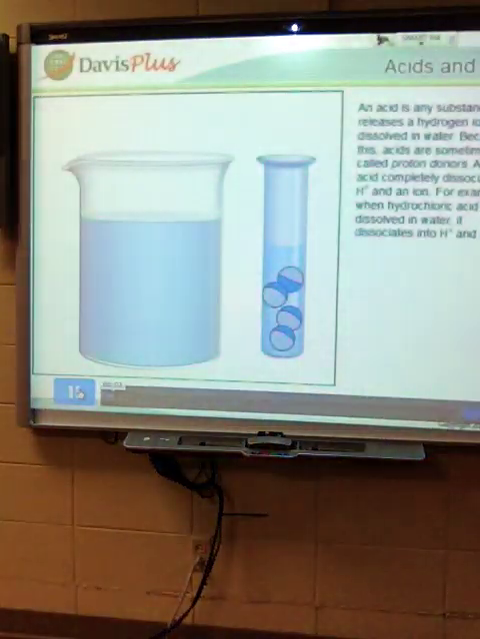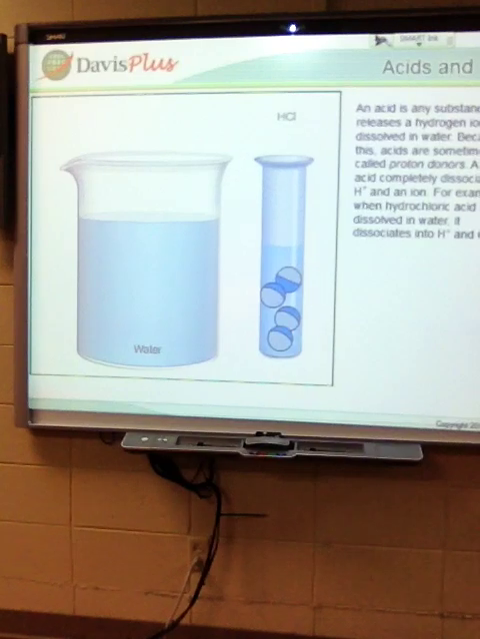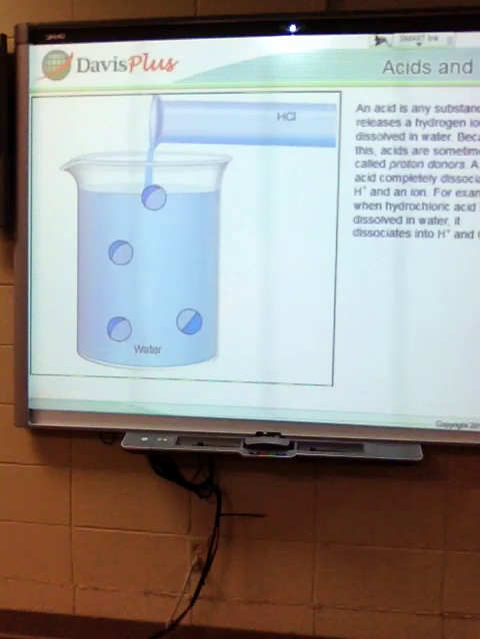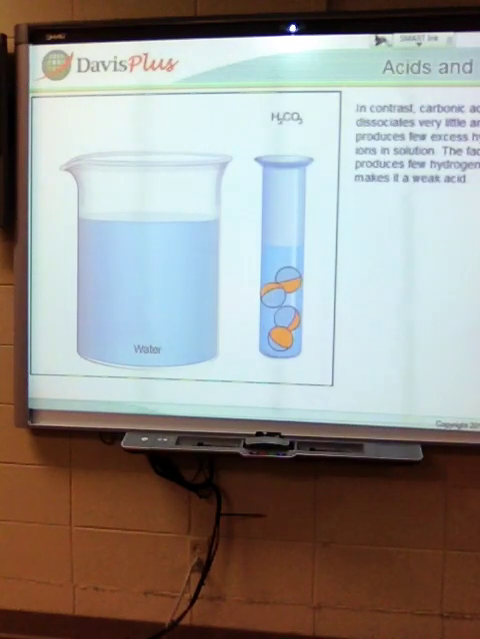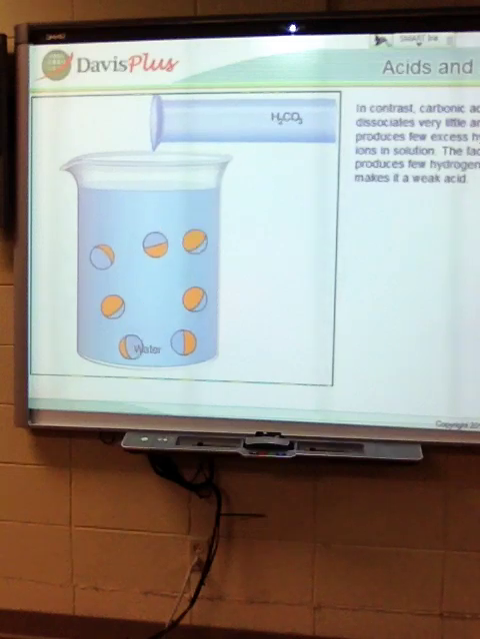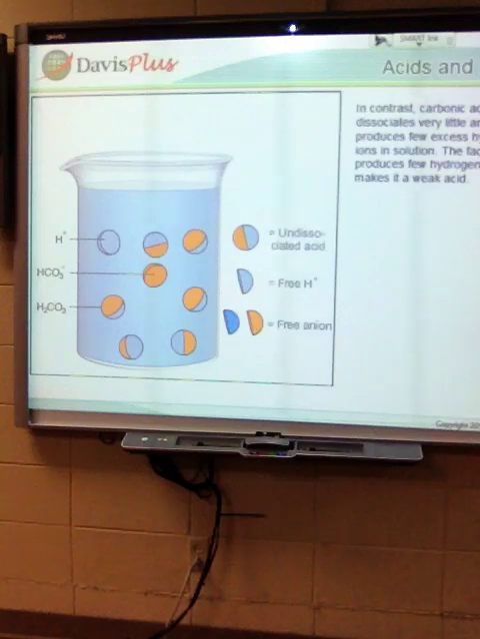An acid is any substance that releases a hydrogen ion when dissolved in water. Because of this, acids are sometimes called proton donors. A strong acid completely dissociates into hydrogen and an ion. For example, when hydrochloric acid is dissolved in water, it dissociates into hydrogen and chloride. In contrast, carbonic acid dissociates very little and produces few excess hydrogen ions in solution. The fact that it produces few hydrogen ions makes it a weak acid.